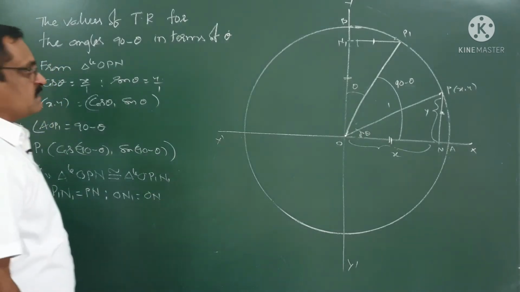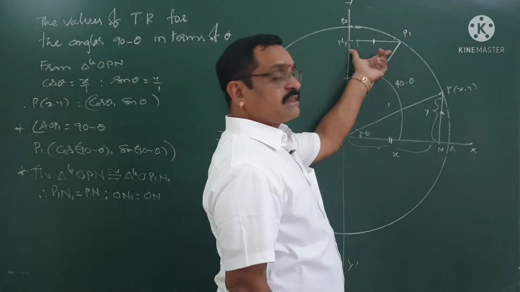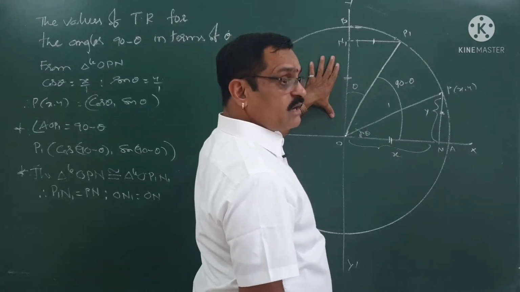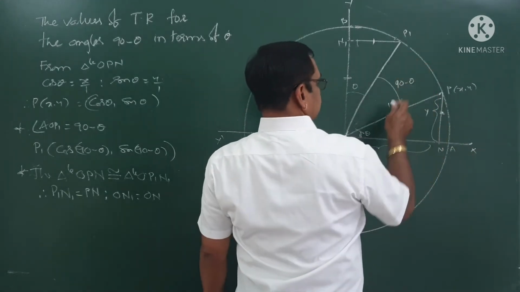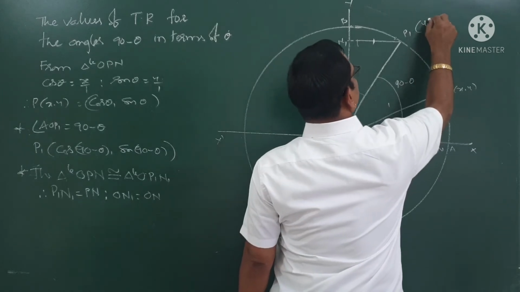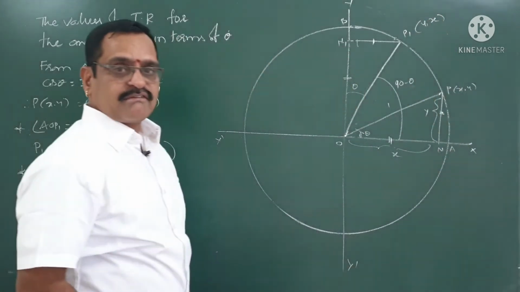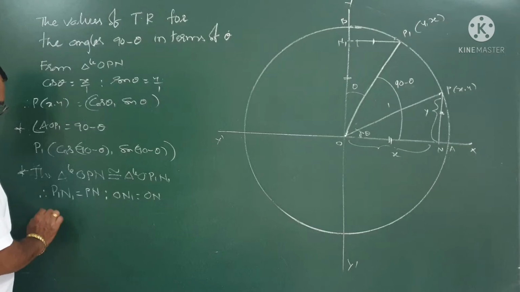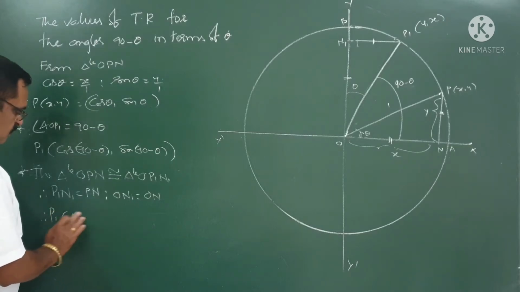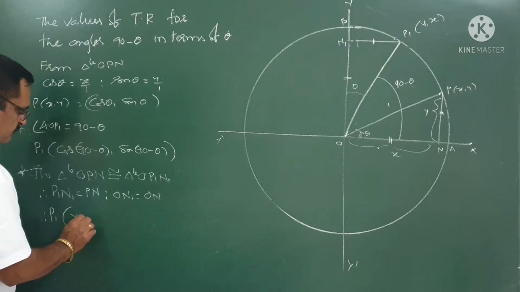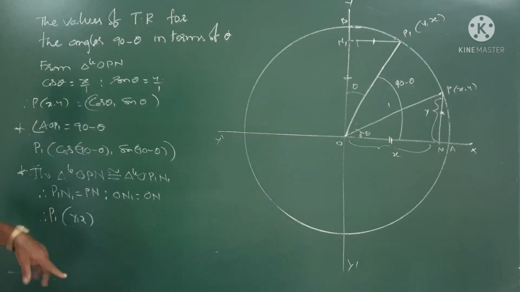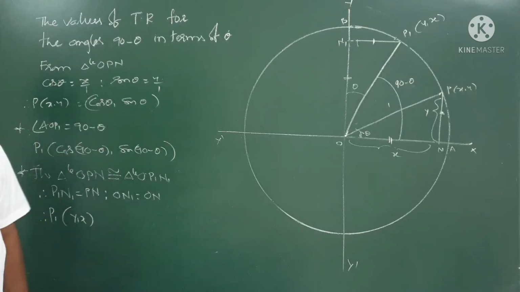Now, for the point P1, N1P1 is the x coordinate and ON1 will be the y coordinate. Then the coordinates of P1 will become y comma x. Therefore, P1 coordinates are y comma x. Very simple. The P coordinates are x comma y, then P1 coordinates will become y comma x, when the angle rotates to 90 minus theta.